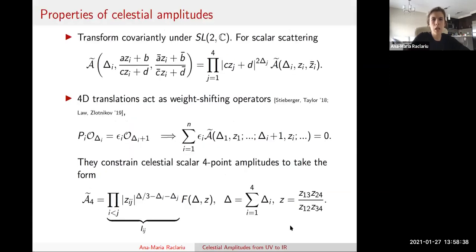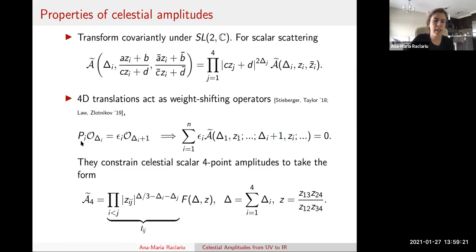Okay. Now, some properties the celestial amplitudes obey are the fact that by construction, as I just said, they transform covariantly under the Lorentz SL2C. More interestingly, they transform non-trivially under translations. So in addition to global conformal symmetry, in Poincaré invariant theories, one also has these translation generators, which on the celestial sphere act by shifting the dimensions of these states by 1.